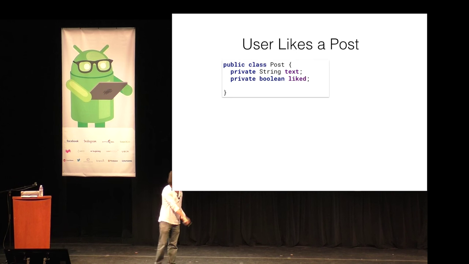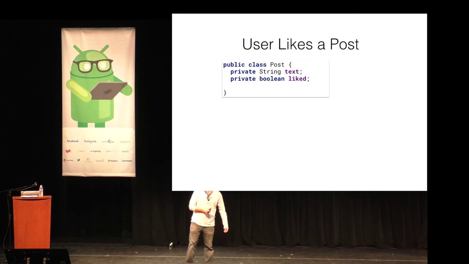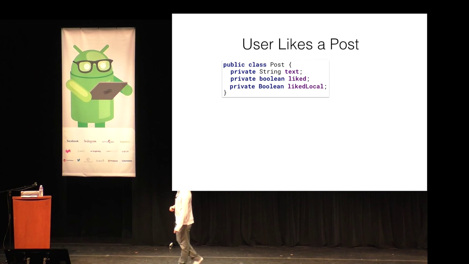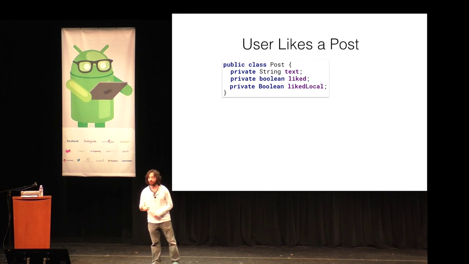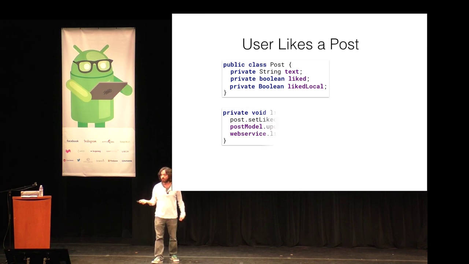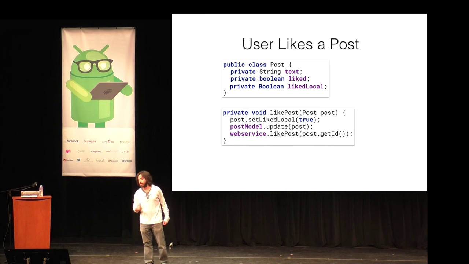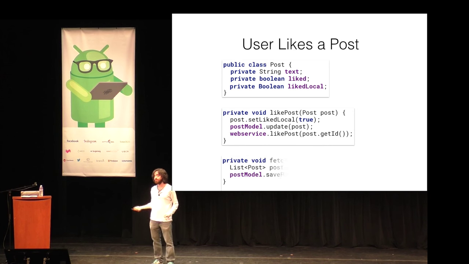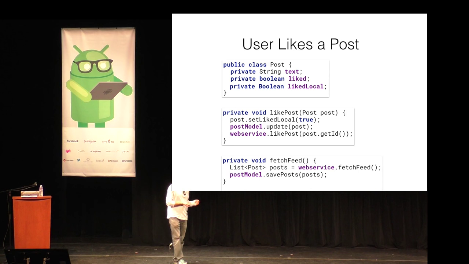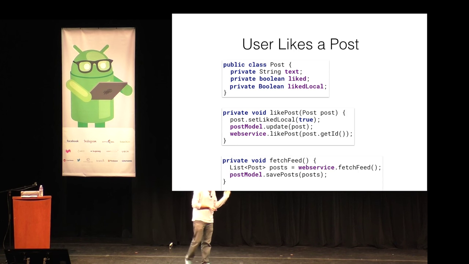But how can you solve this problem? There's a super, super easy solution for this problem. You have another field that says, I liked this locally, or I changed this data locally. And as you can notice, it's an object boolean that can be null. Then when you like it, that's the field you set. You don't touch the data that comes from the server. You have your own data on the client side. So when the feed is fetched, the local data is never overridden because the server does not know about that data.